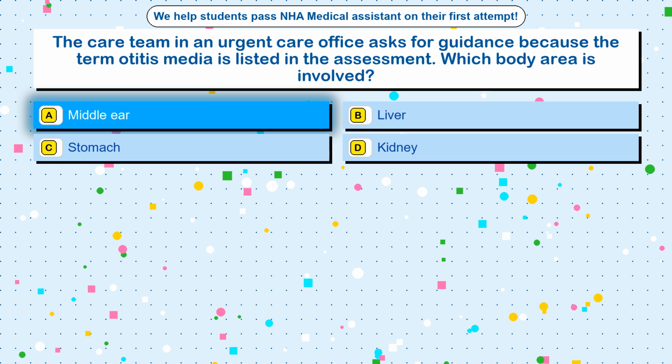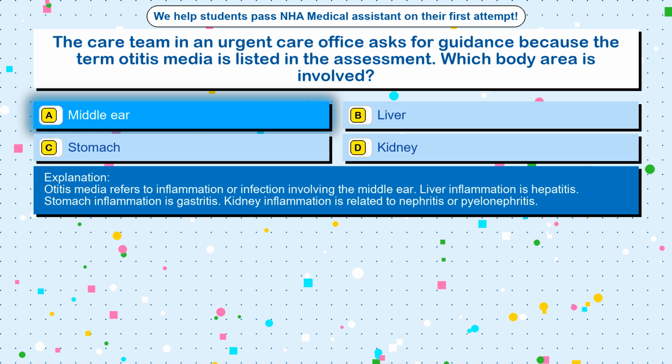Middle ear. Otitis media refers to inflammation or infection involving the middle ear. Liver inflammation is hepatitis. Stomach inflammation is gastritis. Kidney inflammation is related to nephritis or pyelonephritis.